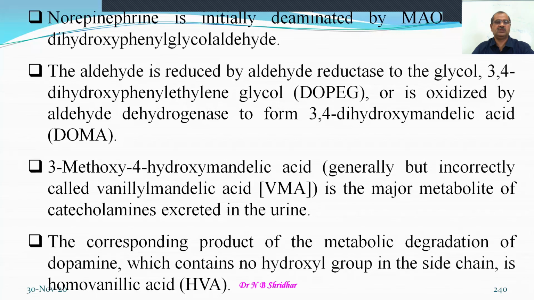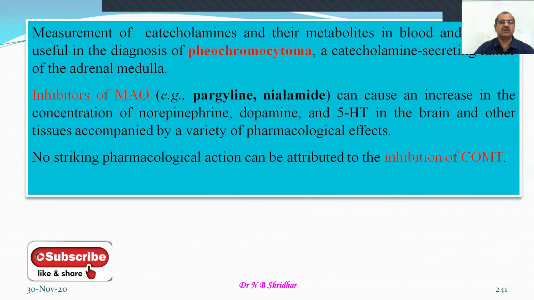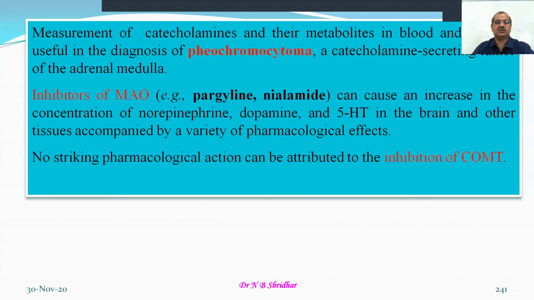The corresponding product of the metabolic degradation of dopamine, which contains no hydroxyl group in the side chain, is homovanillic acid, HVA, and this is going to be secreted in the urine. The measurement of the catecholamines and their metabolites in the blood and urine is useful in the diagnosis of pheochromocytoma, a catecholamine secreting tumor of the adrenal medulla. So suppose there is a tumor like pheochromocytoma, then the metabolite concentration will be measured in blood. Then it is an indicator of the tumor.